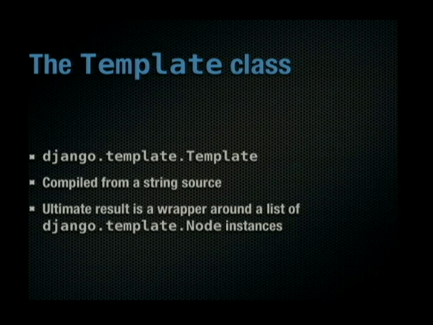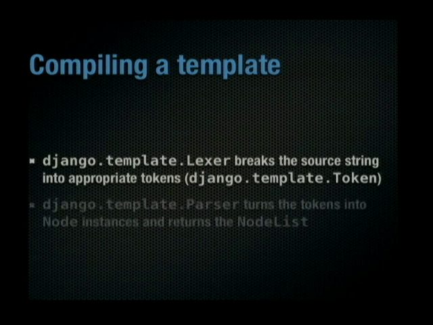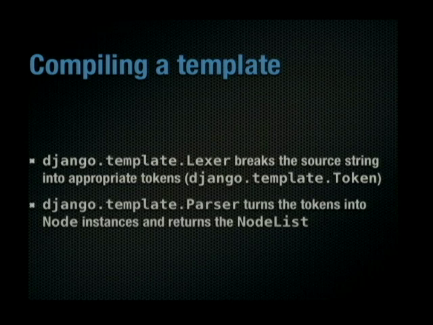Most of you? Okay. So you at least have some idea of what we mean when we talk about a template node. We're going to get into that in detail here. Compiling a template, basically, there's a lexer that breaks the source string of the template down into tokens, which are represented by the class django.template.token. Django.template.parser turns the tokens into node instances and then finally returns a node list.